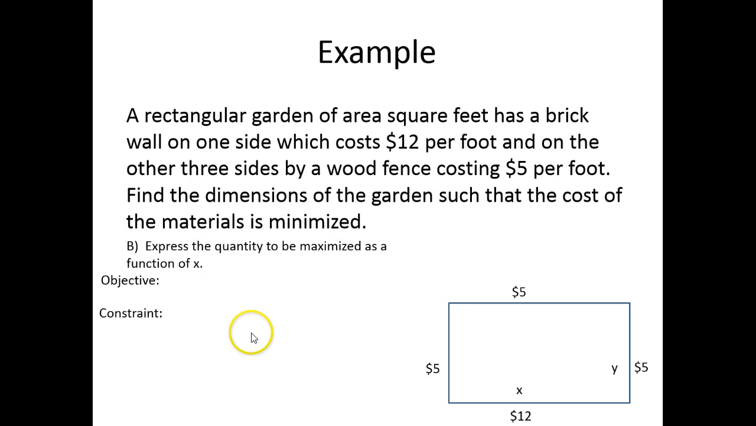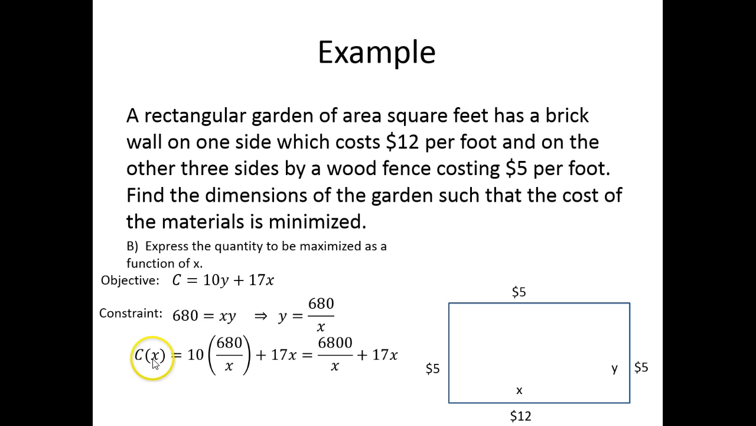Again, the second part is to express the quantity to be maximized as a function of x. There's our cost function. There is the constraint, y is 680 over x. Now I'm going to plug this y into our cost function. So C of x is 10 times 680 over x plus 17x, which is just 6800 over x plus 17x.